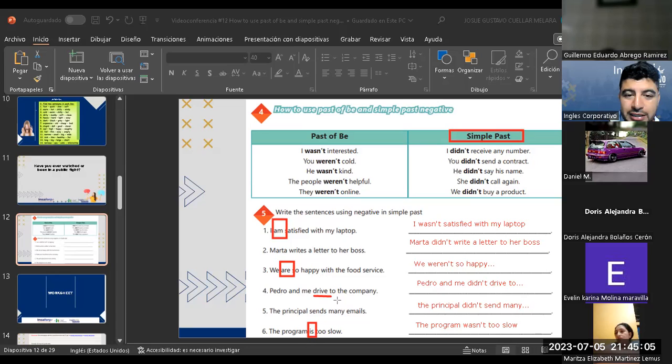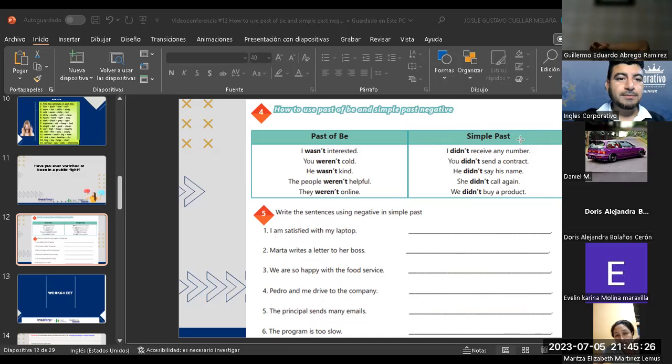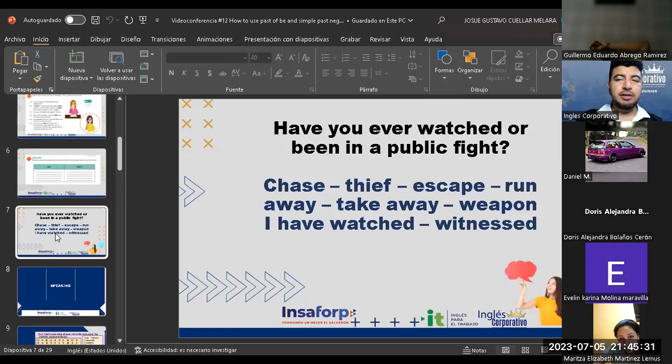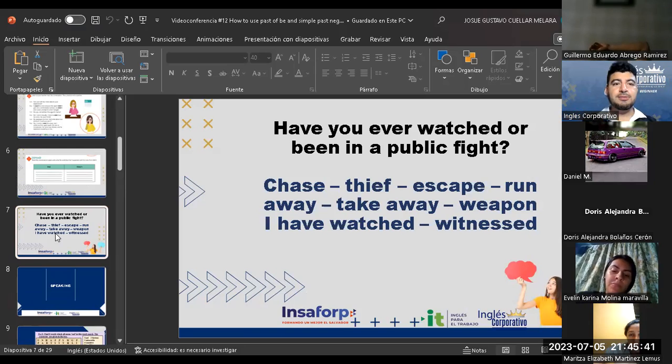¿Ok? Ahora, si en el número 4, en lugar de drive, dijera are, Pedro and me are in the company, entonces sería Pedro and me were not or weren't in the company. So that's the reason. Okay, let's continue with the speaking activity that here we have. There are some other participants who have not mentioned. What about Rivas, in your case, my friend?